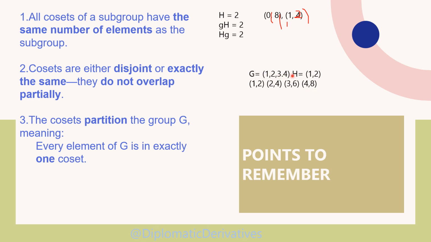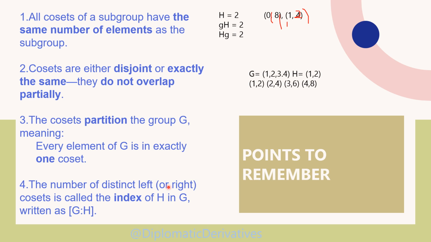Now we have all the elements of the group inside the cosets. There is no single element left out. So this is what this point means, that all elements of the group must be inside the cosets. There should not be any single element left.